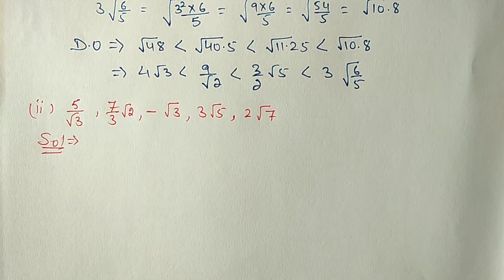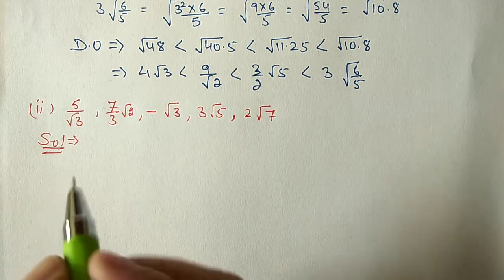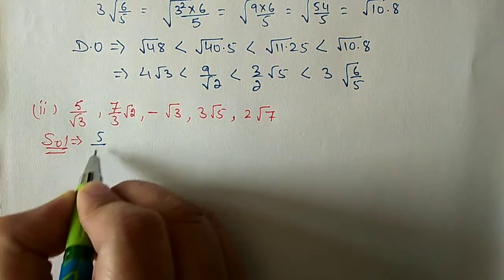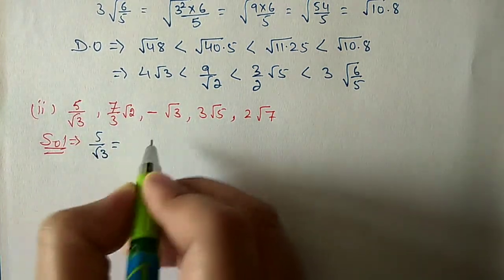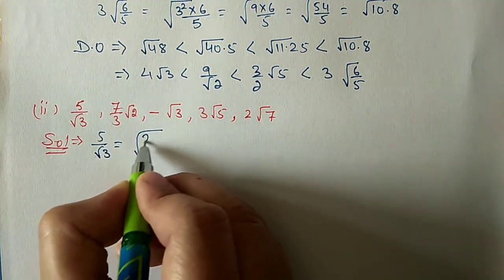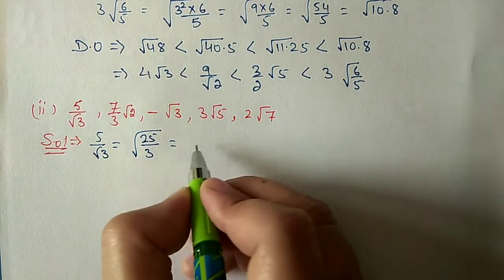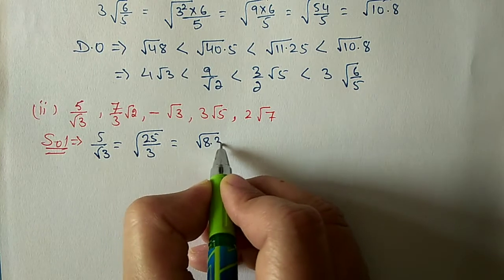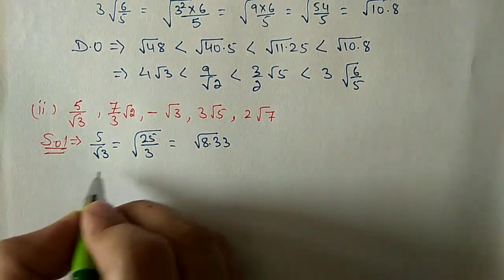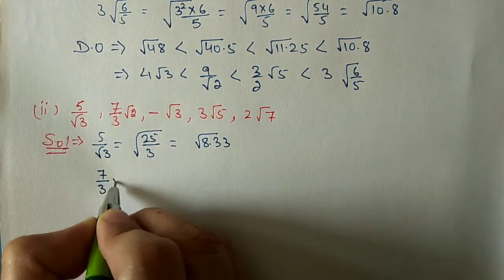Next, second part: 5 by root 3, 7 by 3 root 2, minus root 3, 3 root 5, 2 root 7. So first we will change the form of this number. 5, when we take inside the root symbol, will become 25 by 3, which is equal to 8.33. Second number, 7 by 3 root 2.